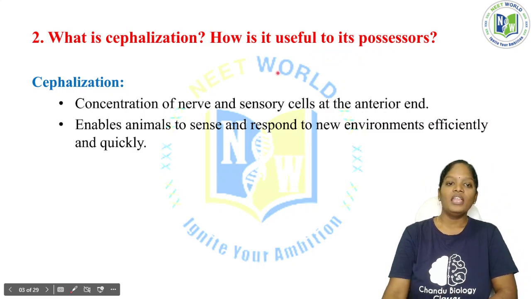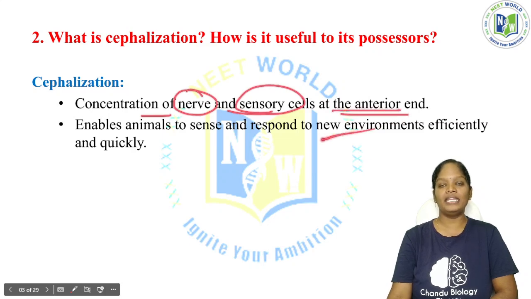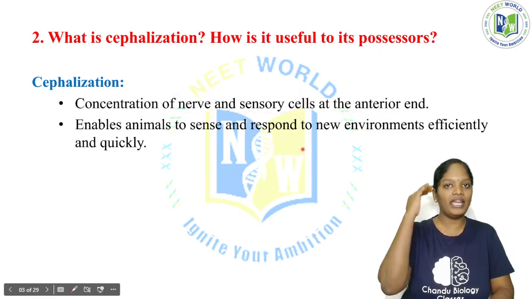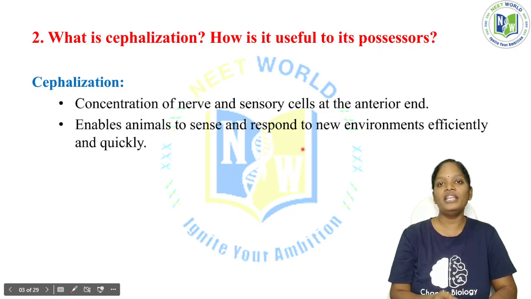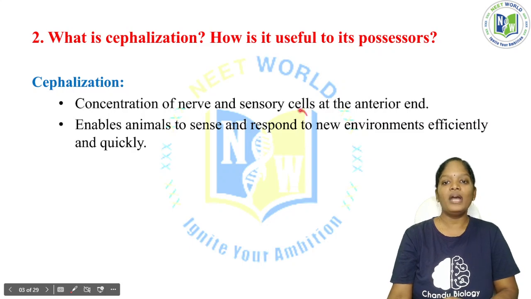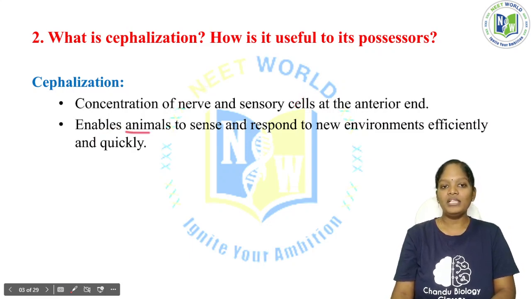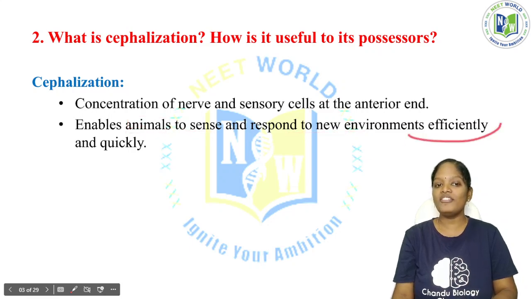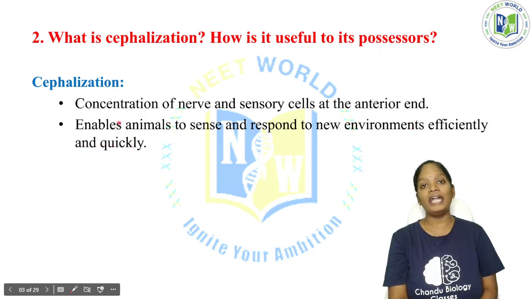See here, the concentration of nerve and sensory cells at the anterior end. Anterior end means the head, and the posterior end means the tail region. The head region is anterior and the tail region is posterior. Now at the anterior end, the concentration of nerve and sense cells is higher when there is formation of the head region. This enables the animals to sense and respond to newer environments efficiently and quickly, whenever there is the formation of an anterior region.